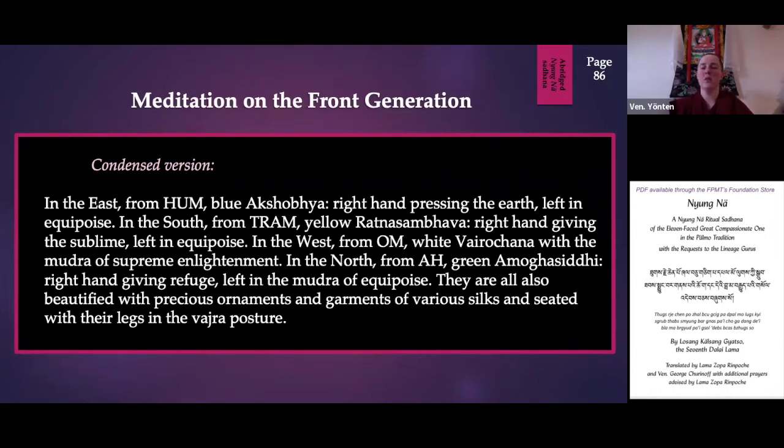In the north, from Ah, green Amoghasiddhi, right hand giving refuge, left in the mudra of equipoise. They are all also beautified with precious ornaments and garments of various silks, and seated with their legs in the vajra posture.